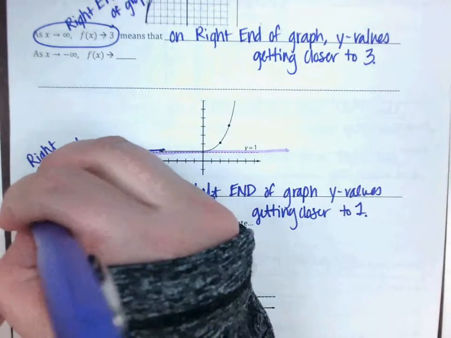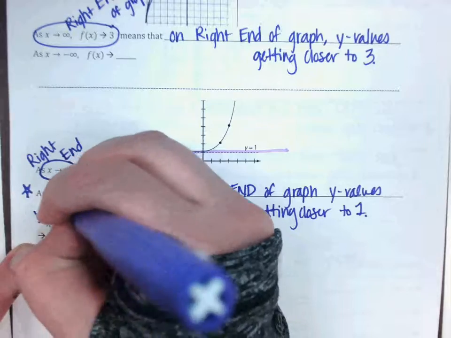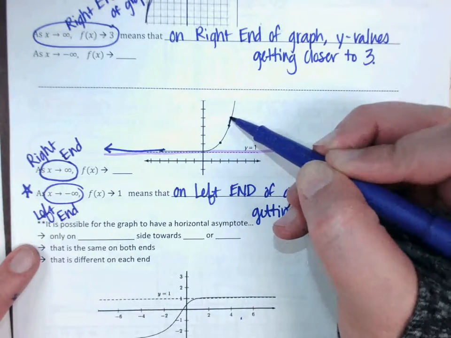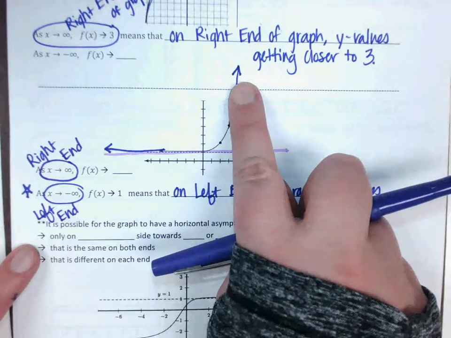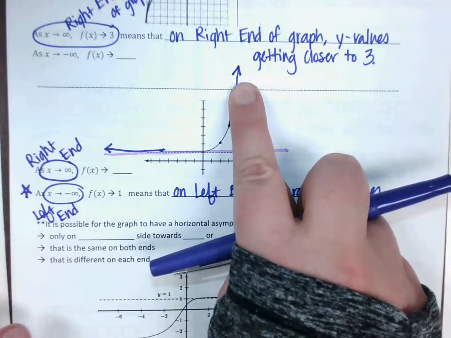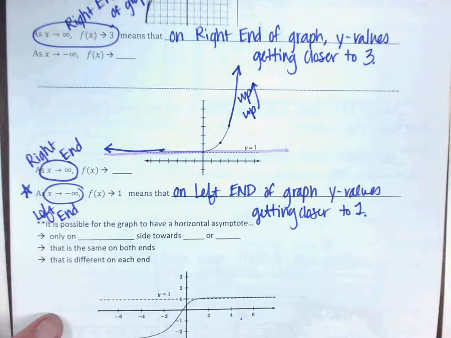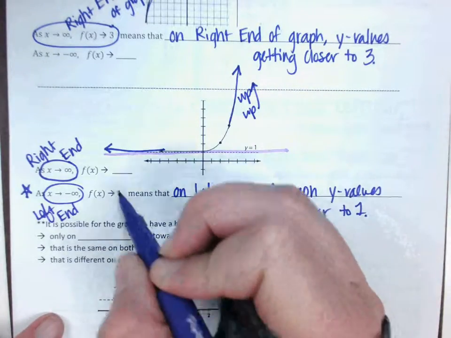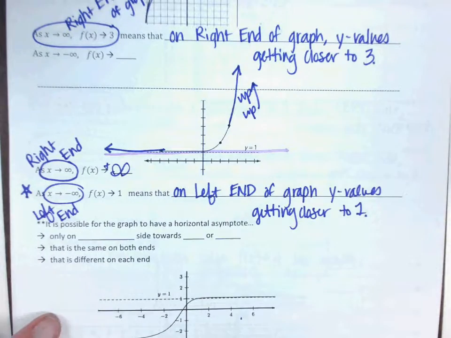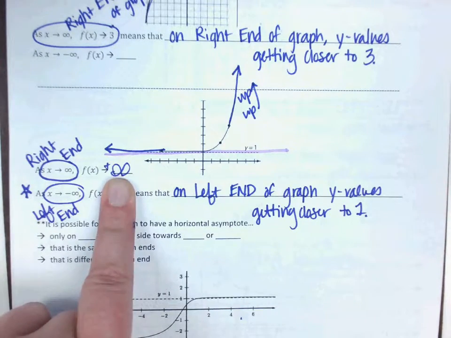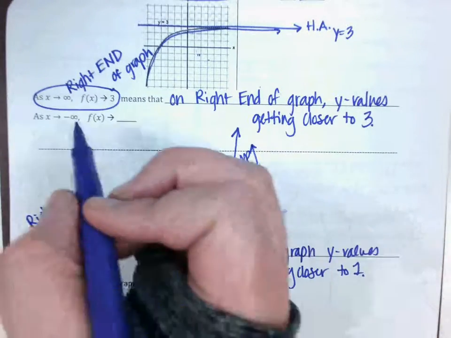That's the left end. So look over here on this side. Is it going towards a specific number on this side? No, it's going up forever and ever and ever. Up, up, up. And if it's going up, what do I say it's equal to? Infinity. Good. Positive infinity. Because it's just going up forever and ever and ever. Okay, now look at the one right above it. As x goes to negative infinity, which end is that?